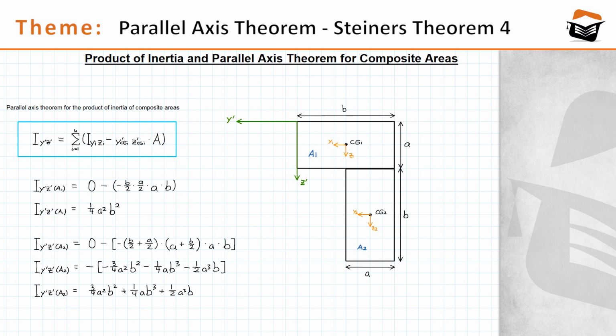And finally, we have to add the partial products of inertia together to obtain the total product of inertia. Adding them together only requires us to add 1/4 a squared b squared to this term. All you have to do is to add 1/4 a squared b squared to 3/4 a squared b squared, and 1/4 plus 3/4 is going to be just 1.